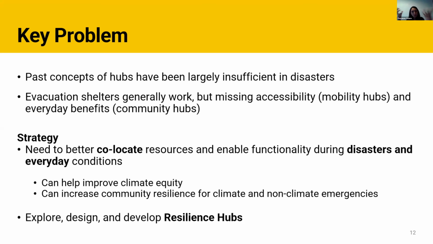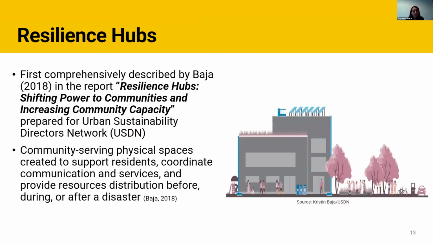The strategy to solve this is to better collocate resources and enable functionality during disasters and everyday conditions, because this can help the community to improve climate change response and can increase the community resilience for climate and non-climate emergencies. So the resilience hubs are a good fit to help the communities in this context.